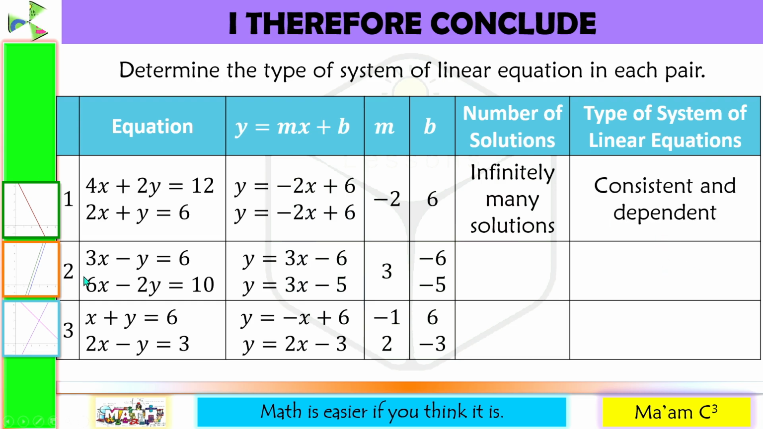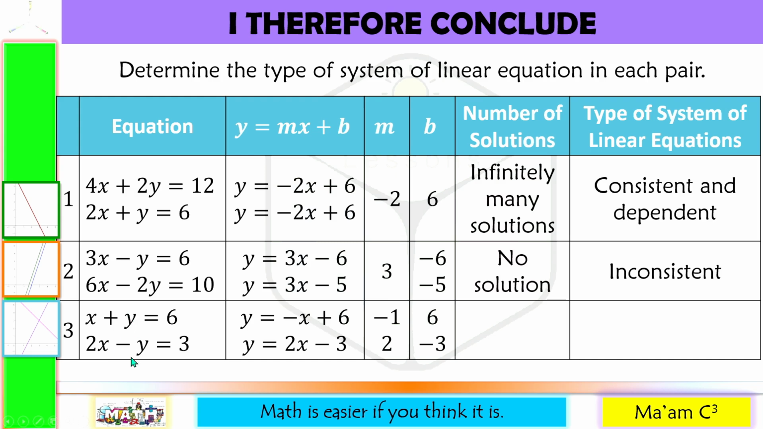For the second pair, we form parallel lines. Therefore, there is no point of intersection, so it means there is no solution. This type of system is called inconsistent.